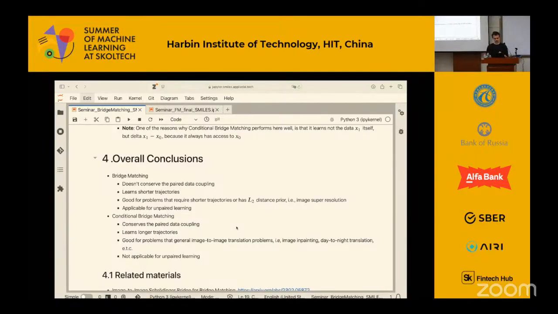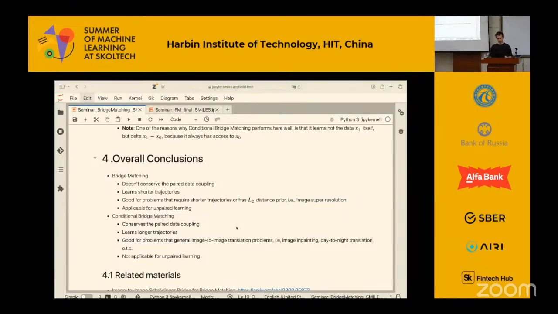Batch matching doesn't conserve the paired data coupling, learns shorter trajectories, and is good for problems such as image super resolution and image denoising, and applicable for unpaired learning. Again, the first part, the fact that it does not preserve the paired data coupling, can be both good and bad. Good in the sense that it learns shorter trajectories, bad in the sense that if you have good data coupling, then it can be altered by the batch matching.